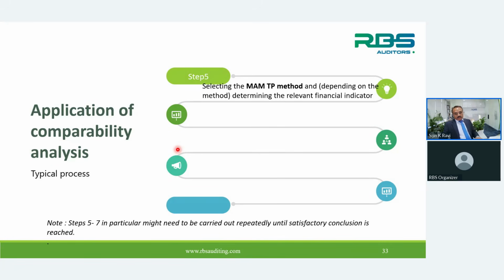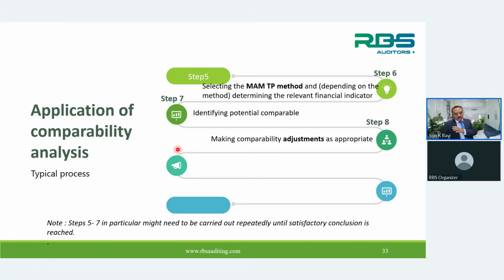After that, step number 4 is internal comparable. Fifth one is external comparable. Then you have to select the most appropriate method for transfer pricing, that is, which method you have to apply. Then identify potential comparables. You identify one transaction, you are comparing with another transaction. That potential comparable you have to identify.